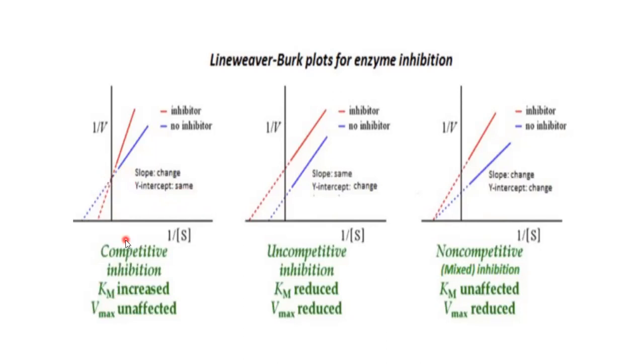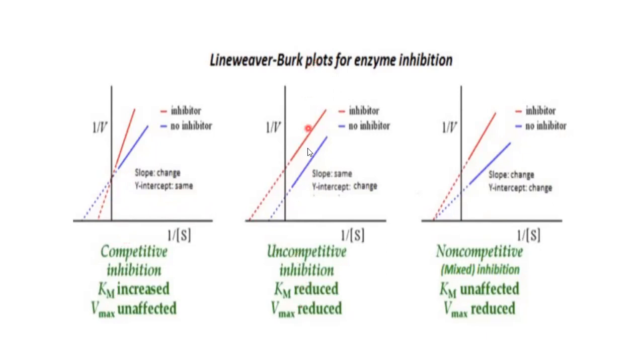Why is Km increased? Because the inhibitor binds to the active site and it decreases the affinity of the enzyme for the substrate. And why is the Vmax unaffected? Because as we increase the substrate concentration, the effect that the inhibitor has on the Vmax is reversed.